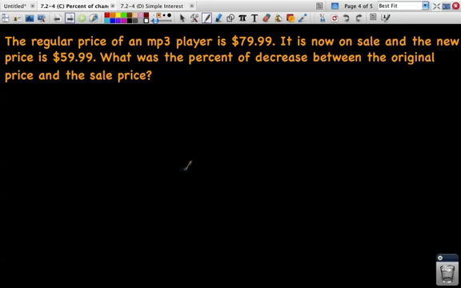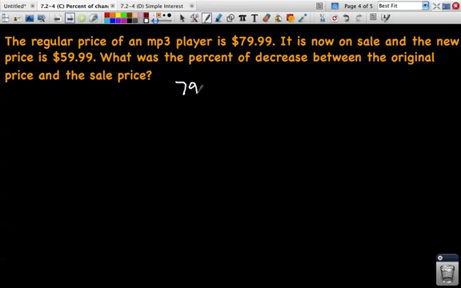One last problem. Okay, this is a word problem. The regular price of an MP3 player is $79.99. It's a cheap price for an MP3 player. It is now on sale, and the new price is $59.99. That's even cheaper. What was the percent of decrease between the original price and the sale price? So basically, I want to figure out what the percent of decrease was. So I need to find the amount of change and divide that by my original amount.